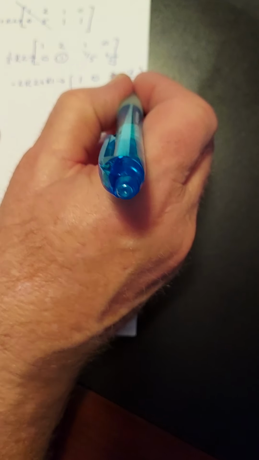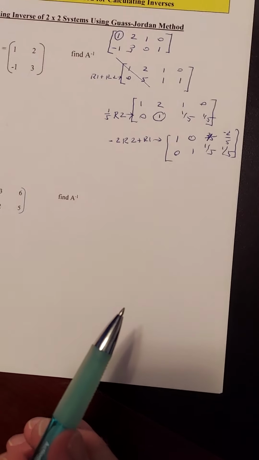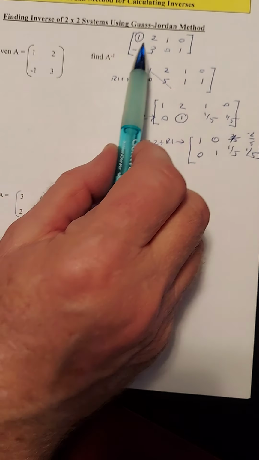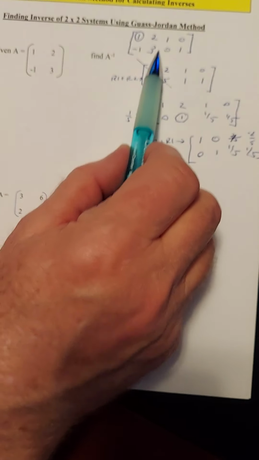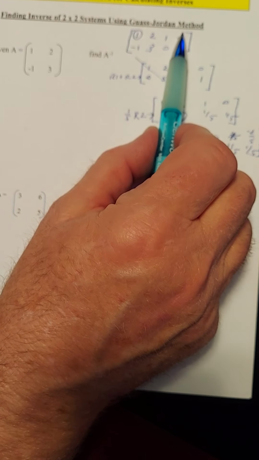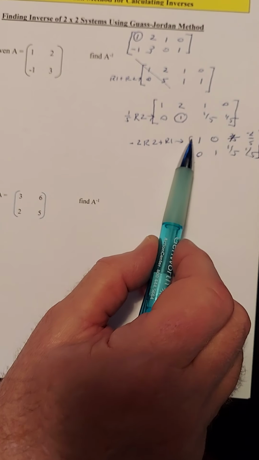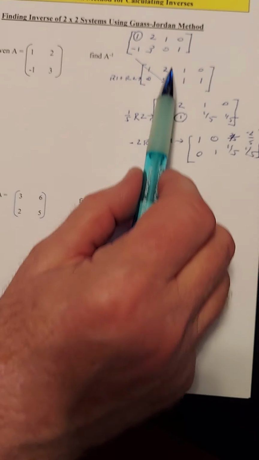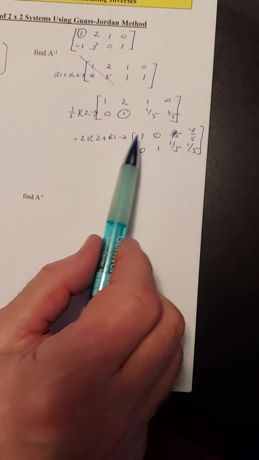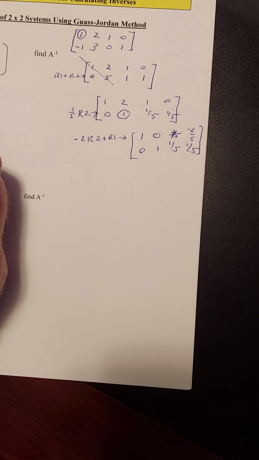Now, take a look at what happened here. When I started out, I started with this 1, 2, negative 1, 3. So matrix A was on the left, and the identity was on the right. Now look what we got down here. Where's the identity? It's right here. It's on the left. It started on the right, and somehow we transformed it to the left. And once we have the identity here, guess what this is? That's going to be the inverse.